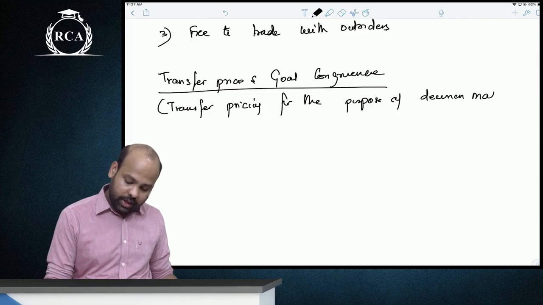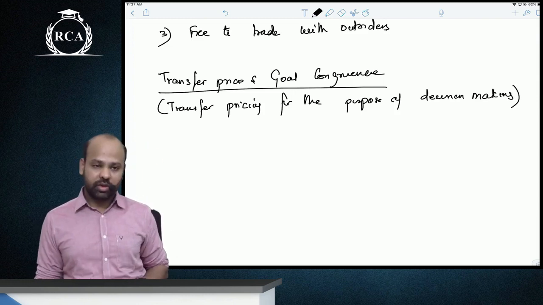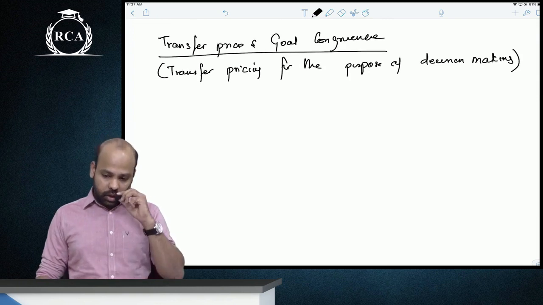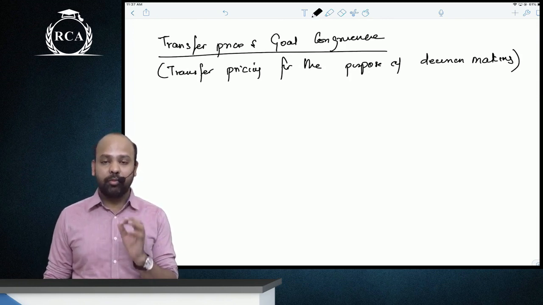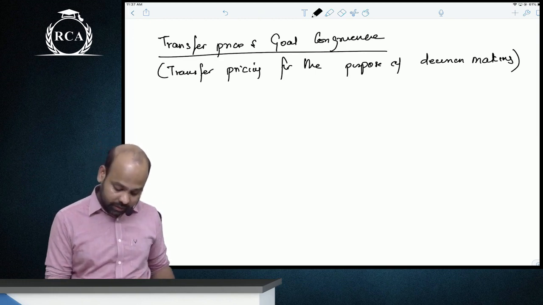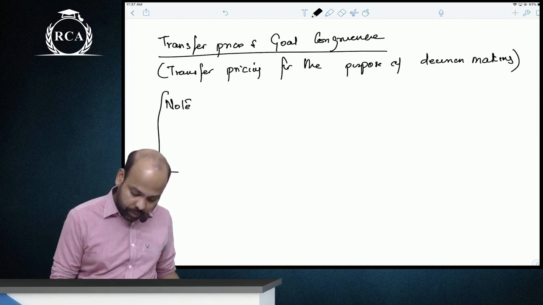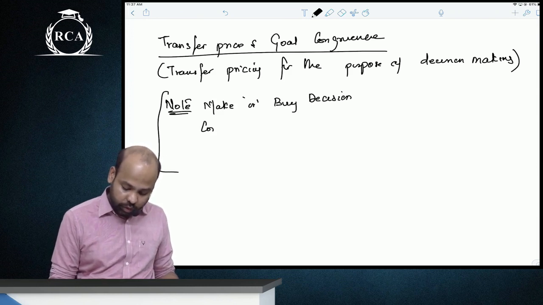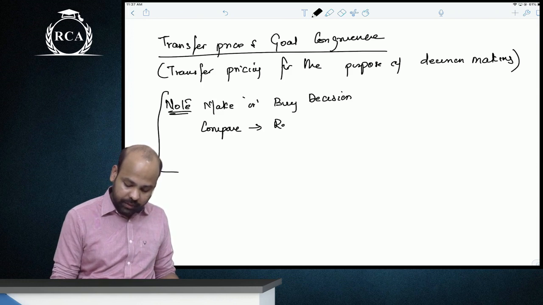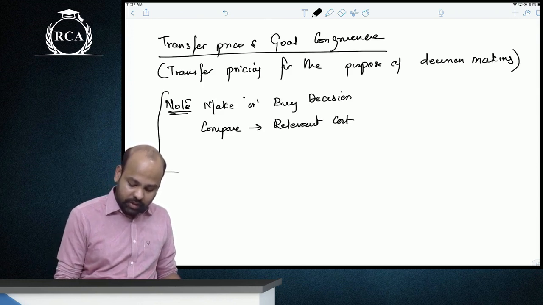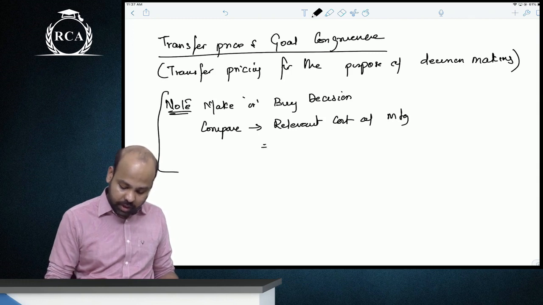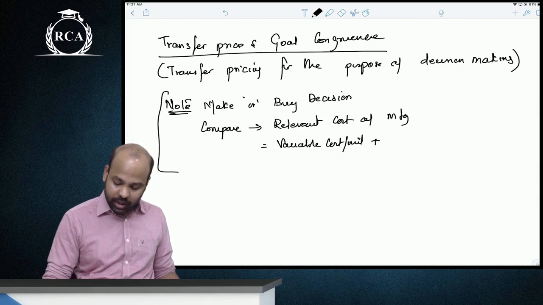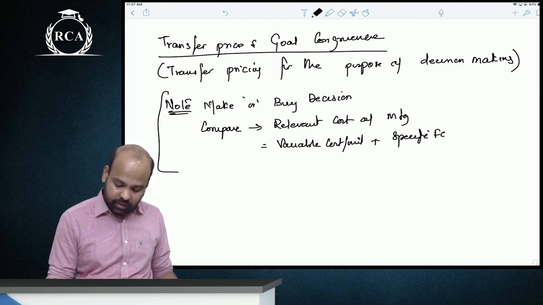Forget transfer pricing, better try recollecting make or buy decision, guys. Under make or buy decision, I told you that the decision would be based on the relevant cost of manufacturing. If it is a make or buy decision, beta, we always compare our relevant cost of manufacturing. This relevant cost of manufacturing can be your variable cost per unit, beta. It can be any specific fixed cost, if any.